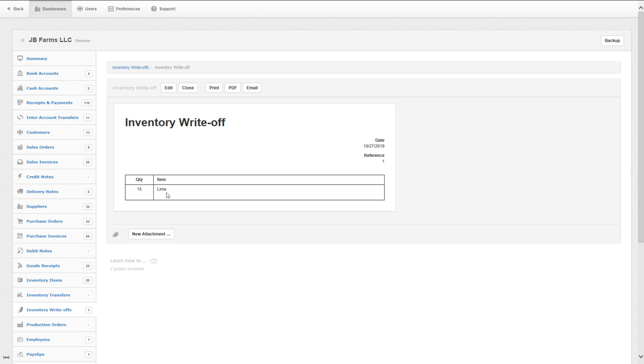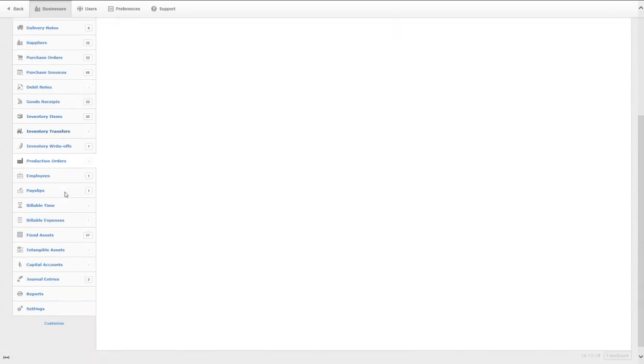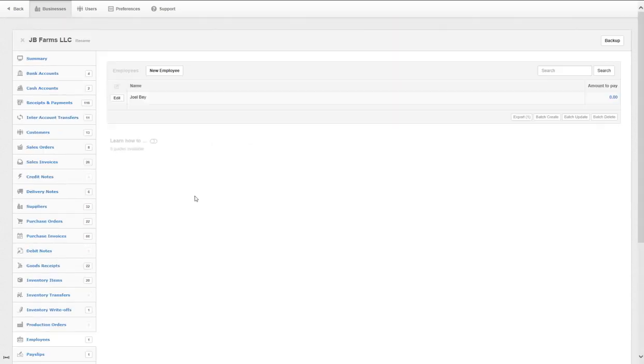You have inventory write-offs if you need to get rid of some inventory for some reason. We lost some lime. It sat out in the field too long. It got hard and nasty. We just kind of had to dispose of it. So I just wrote that off. That was 15 tons of lime. There's production orders I haven't messed with. I don't know if I will.